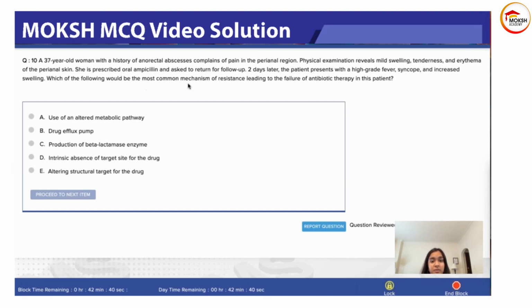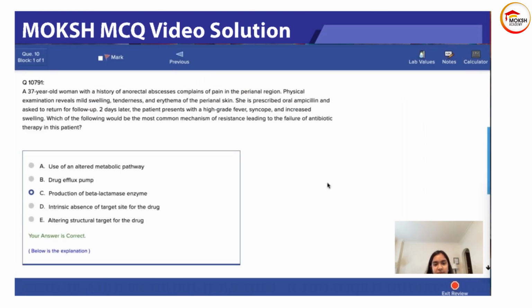Which of the following would be the most common mechanism of resistance leading to failure of antibiotic therapy in this patient? Is it use of an altered metabolic pathway, a drug efflux pump, production of beta-lactamase enzyme, intrinsic absence of the target site, or altering the structural target for the drug? Pretty simple question: production of the beta-lactamase enzyme.